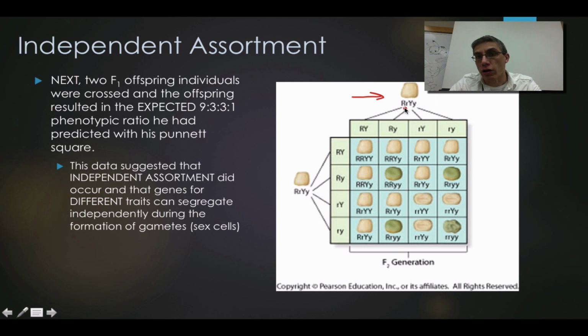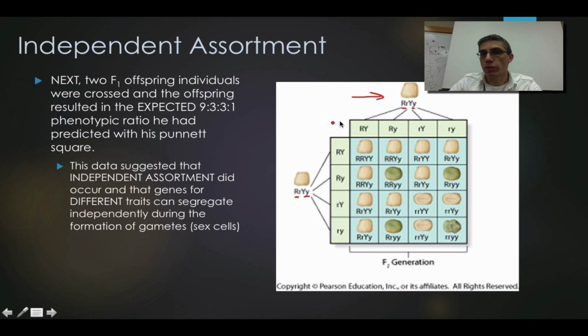And if you notice, they are heterozygous for both traits, so heterozygous for the texture of the pea and heterozygous for the color of the pea. And again, if you notice down here, this one is yellow, this one is going to be smooth, again heterozygous for both of those characteristics.